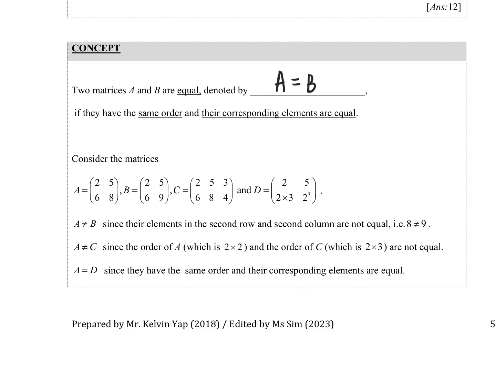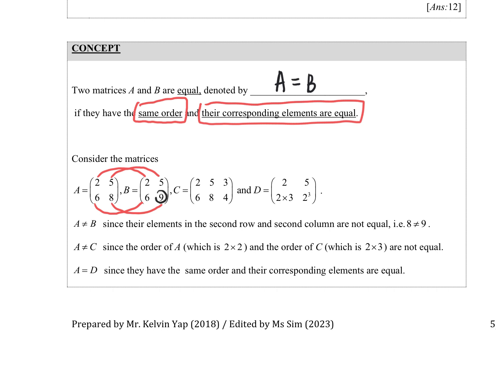They also need to have the same order, and every single entry must be the same. So if you look at this one, exactly the same, then consider. So this one element is not the same. So A is not equal to B, because one of the elements is not the same.